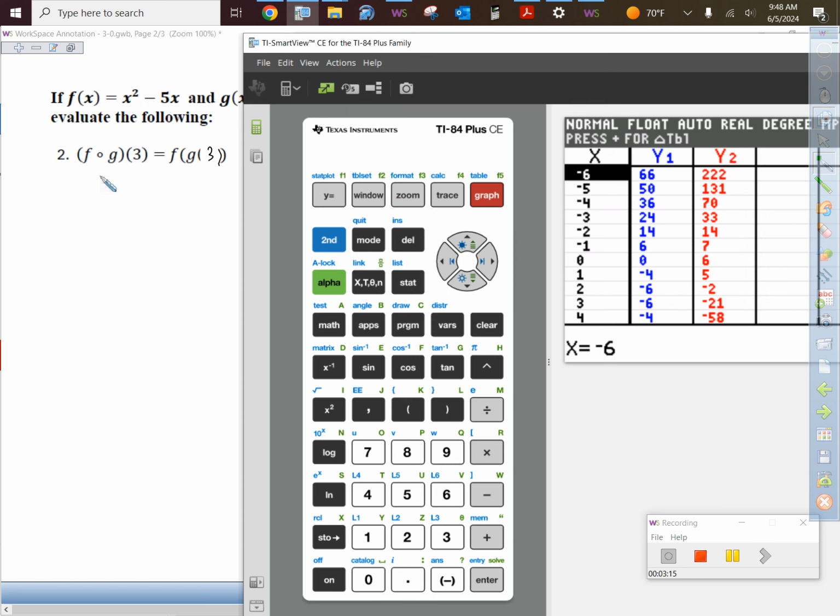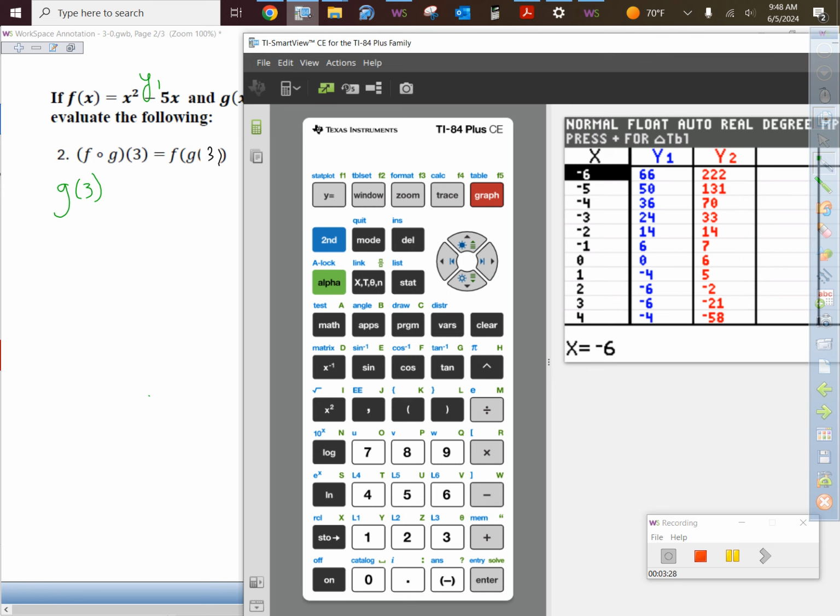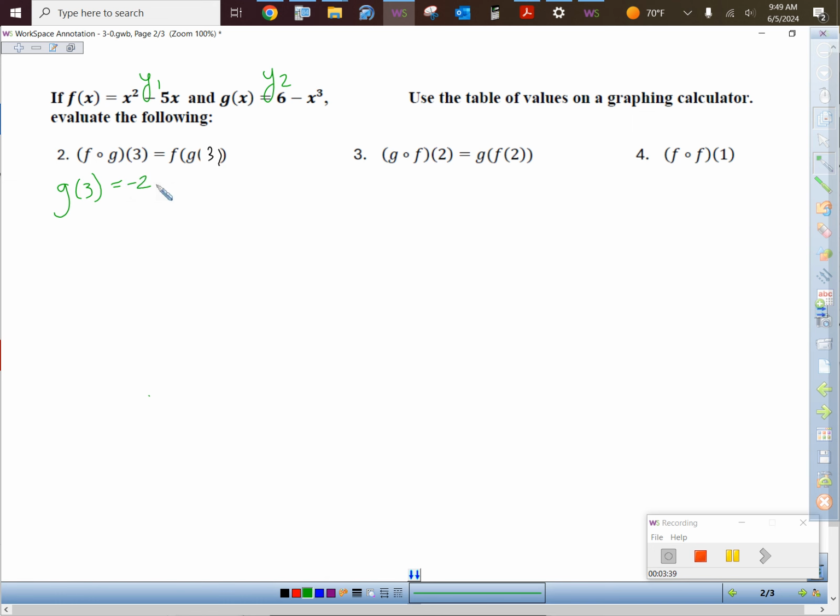They want us to find f of g of 3. So the first thing you need is g of 3. And you have to remember which one was which. This was y1 and this is y2 in your calculator. So if I go back to my calculator, I need to find g of 3. If I find right here where 3 is, it's tough to see my cursor. g of 3 is over here. It's negative 21. And now I need to find f of negative 21.